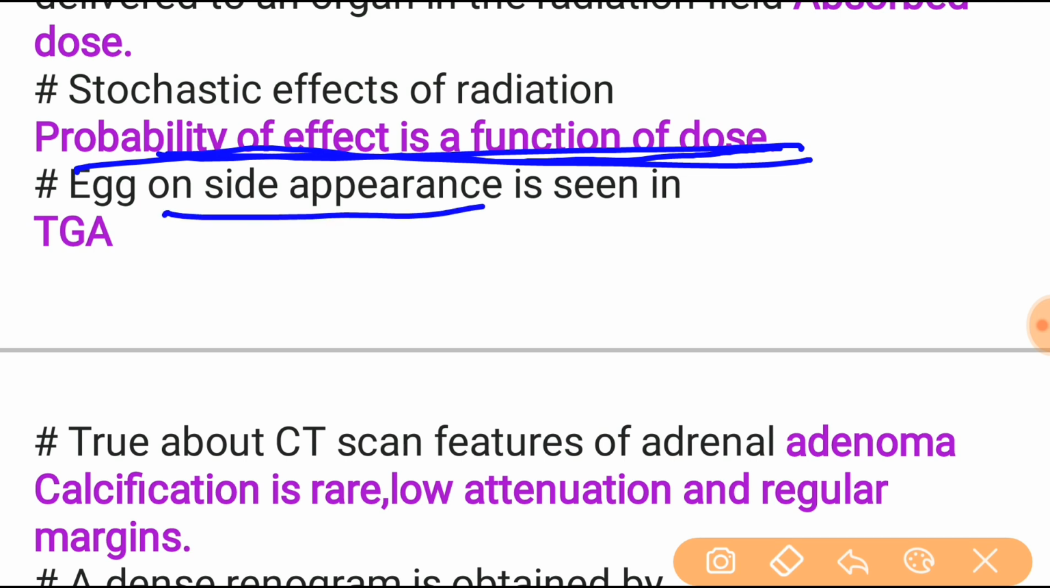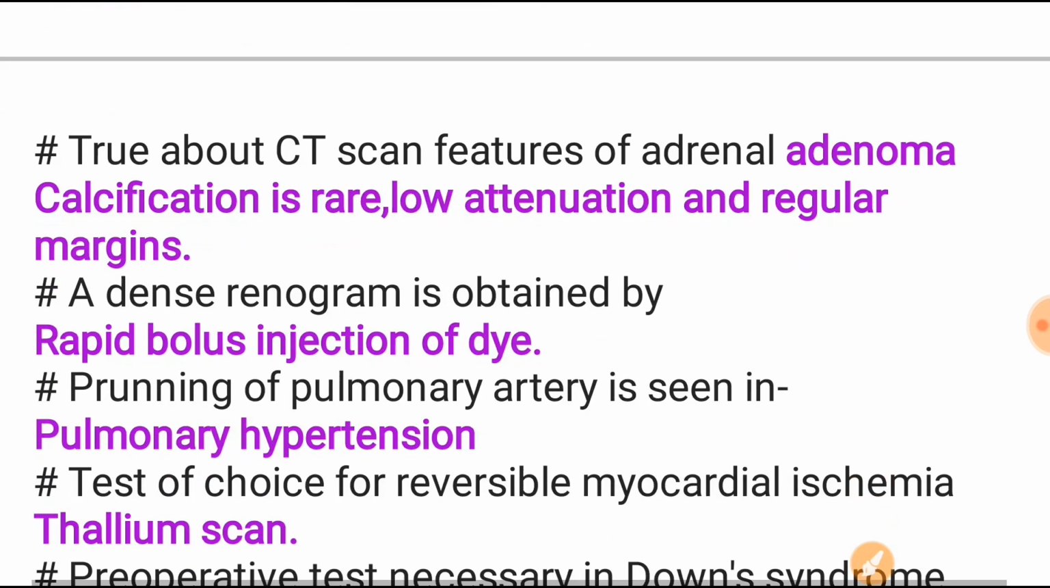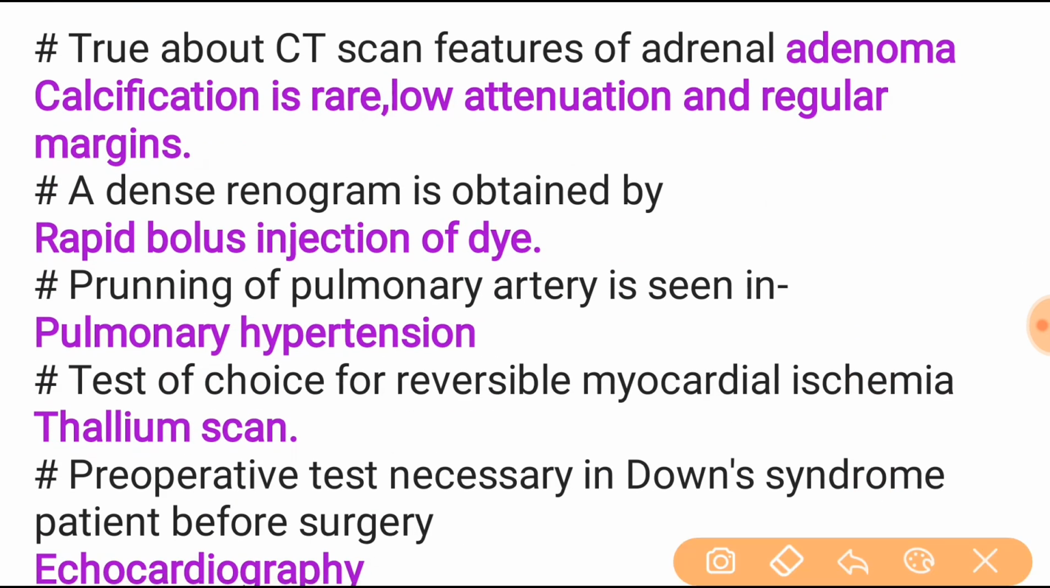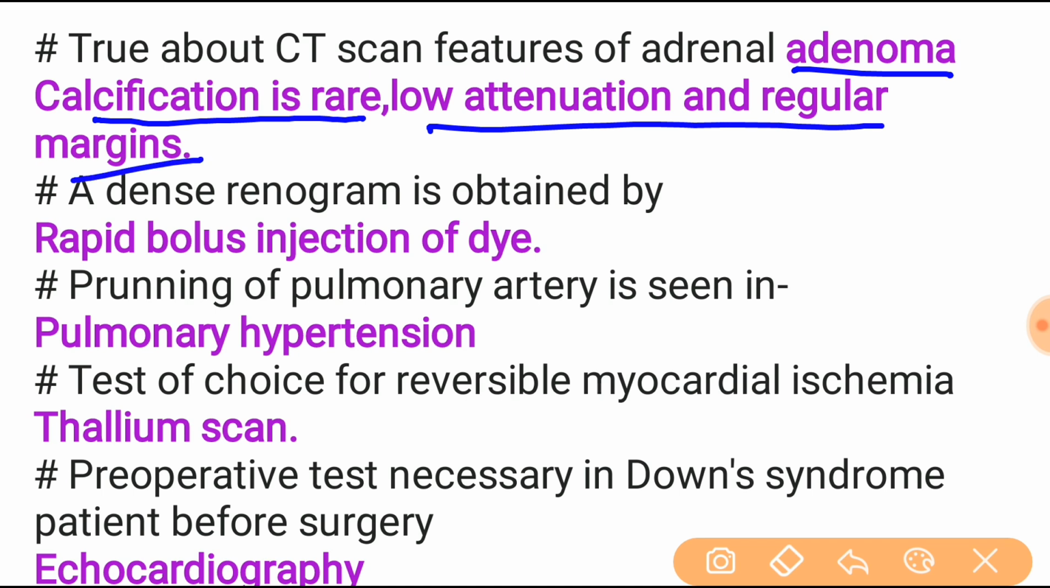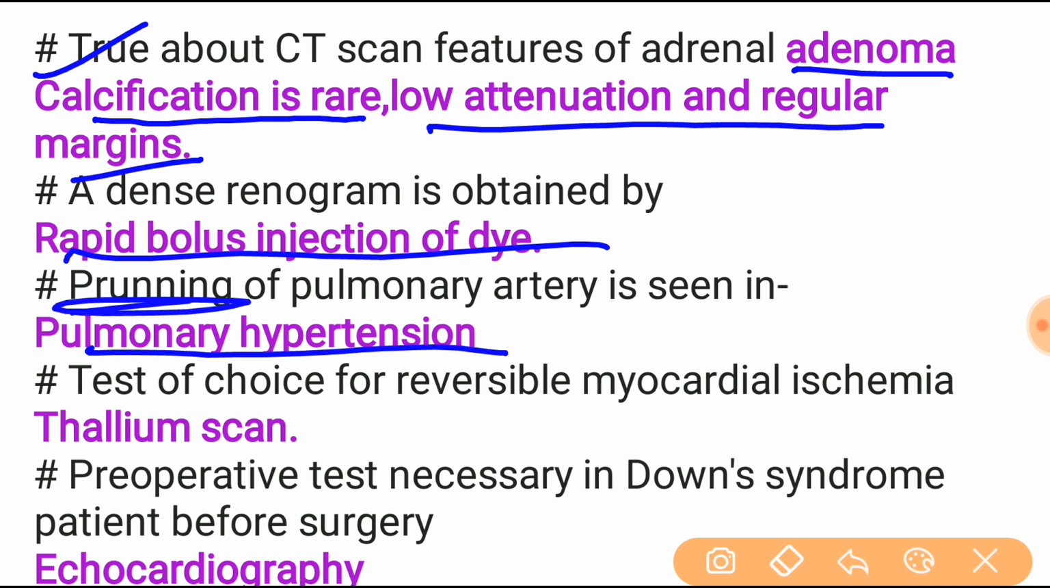Agonal side appearance in TGA. True about CT scan features of adrenal adenoma: calcification is rare, low attenuation and regular margin. It is the feature of the adrenal adenoma. A dense nephrogram is obtained by repeat bolus injection of the dye. Pruning of pulmonary artery is seen in pulmonary hypertension. Test of choice for reversible myocardial ischemia is the thallium scan.